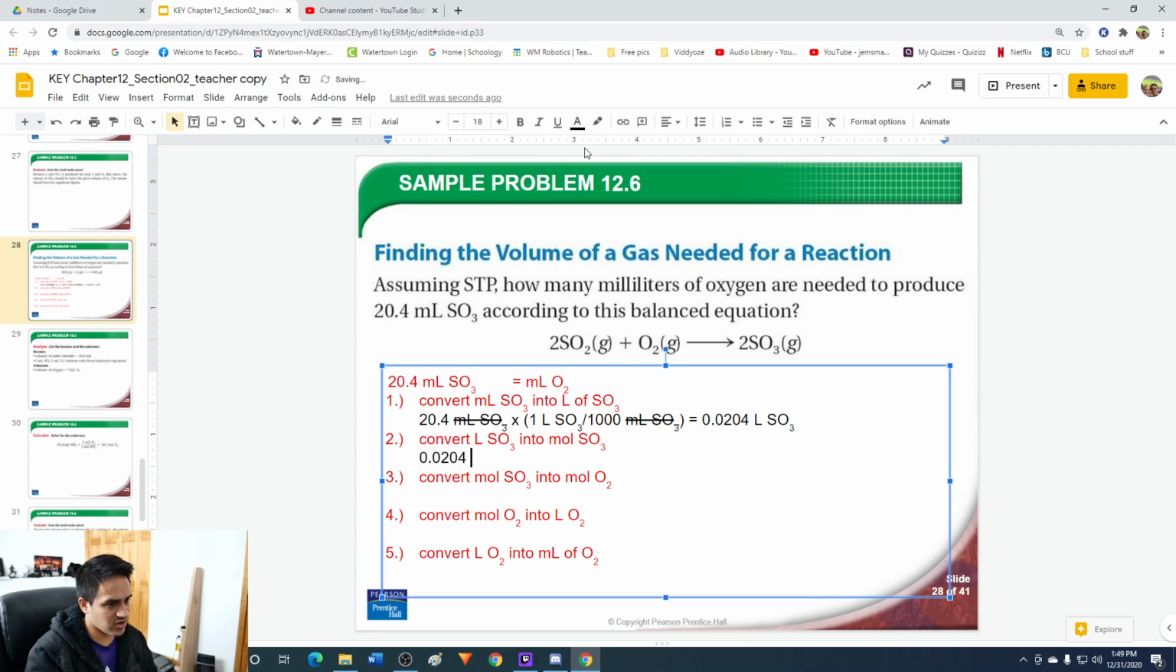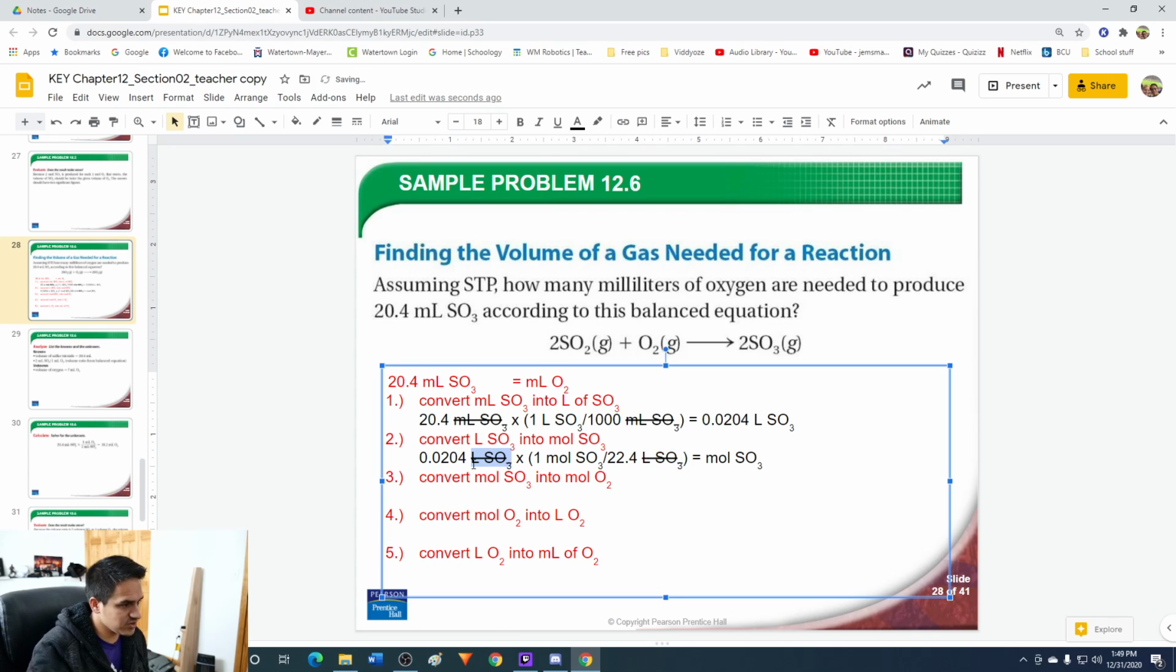All right, now once I've got into liters, then from this point, it's pretty much doing the exact same stuff we did on all the other problems we just did. So liters of SO3, we're going to get this into moles of SO3. To go from liters to moles, we need to use molar volume. Seeing as we're starting with liters of SO3, we want to have 1 mole of SO3 on the top, 22.4 liters of SO3 on the bottom. That way, again, liters of SO3 cancel out with each other.